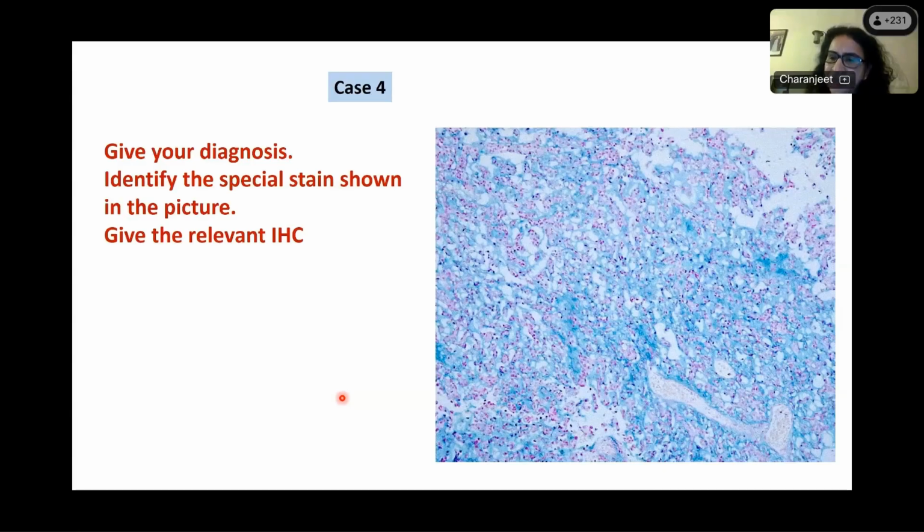Acidic mucin, sulfated and carboxylated. Acidic mucins are stained by Alcian blue. So this mucoid background is stained positive in a chordoid meningioma by Alcian blue stain. So yes, everybody has written acidic.